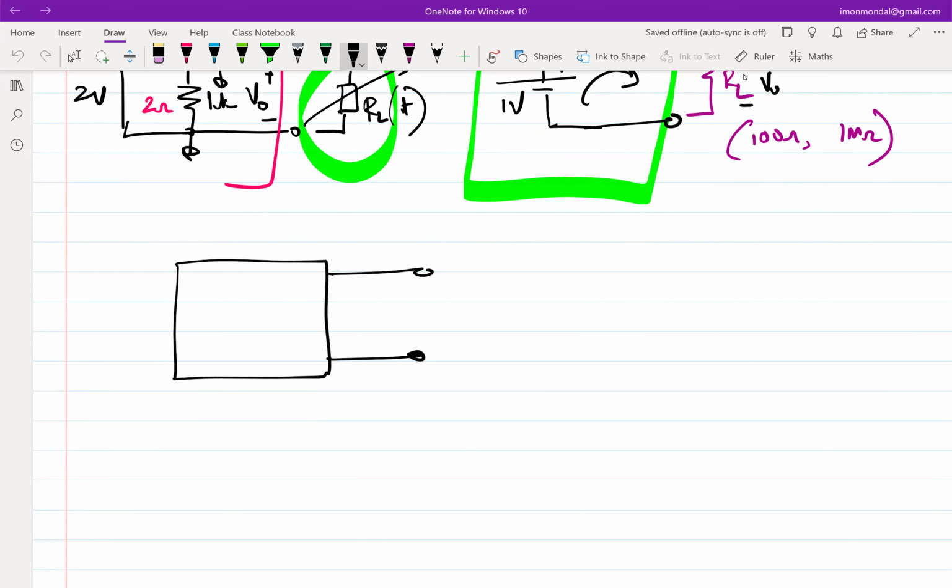So let's say we bought a box from somewhere, right? And we know that the box probably has some voltage sources, current sources, or some resistances inside, right? So we would like to establish. I know it has some sources inside. I don't know whether it's a voltage source or a current source, right?